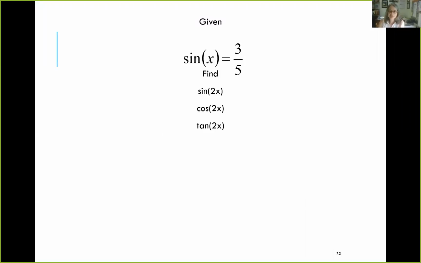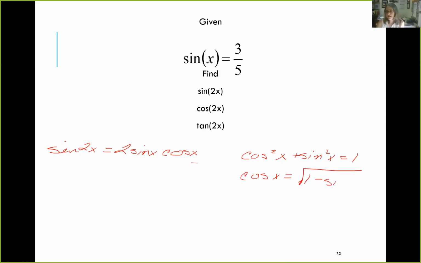Let's find, so we're given that the sine of an angle is 3/5, and we want to find the sine of twice that angle. So the sine of 2x, apply our double angle formula, is 2 sine x cosine x. Now we're not given cosine, but if we've got sine, we can get to cosine, because you remember that the cosine squared of an angle plus the sine squared of that angle is equal to 1. That means that the cosine of an angle is going to be equal to, we only need the principal root, so we'll just take the positive square root of 1 minus sine squared.